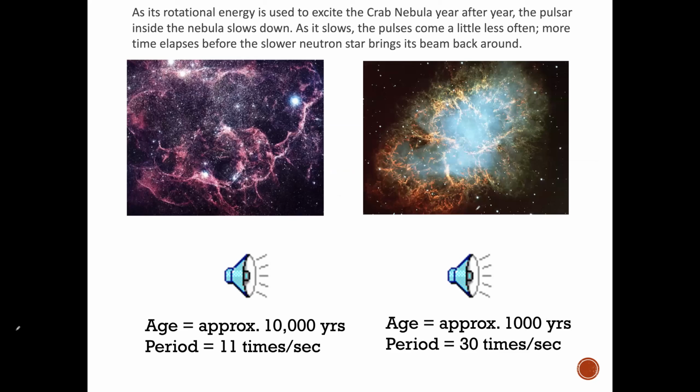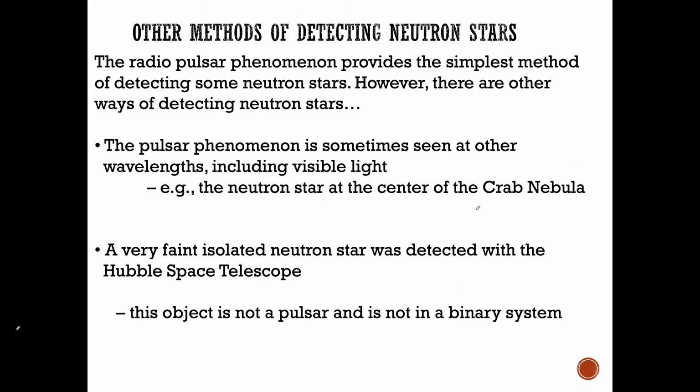And here are another two examples of supernova remnants. And as you see, in order to detect a neutron star, you should detect a pulsar first, right? So if you detect a pulsar, you can confirm that there should be a neutron star at that particular position. That is actually the simplest method that we can use to detect neutron stars.